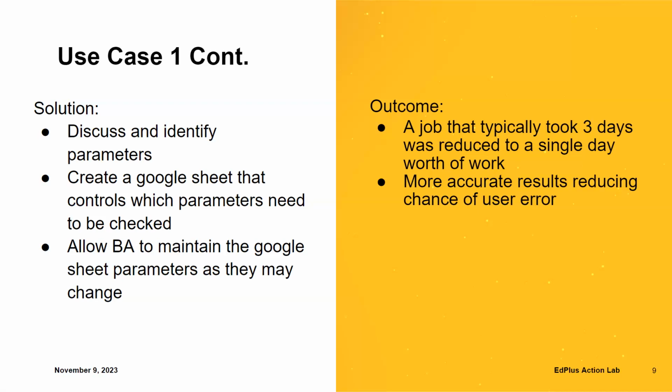So the outcome was that a job that typically took 3 days was now immediate. You didn't have to wait to find out, and you didn't have to dig through all this data. The results are more accurate, reducing the chance of user error. There still is a chance for error, but a little less, hopefully.